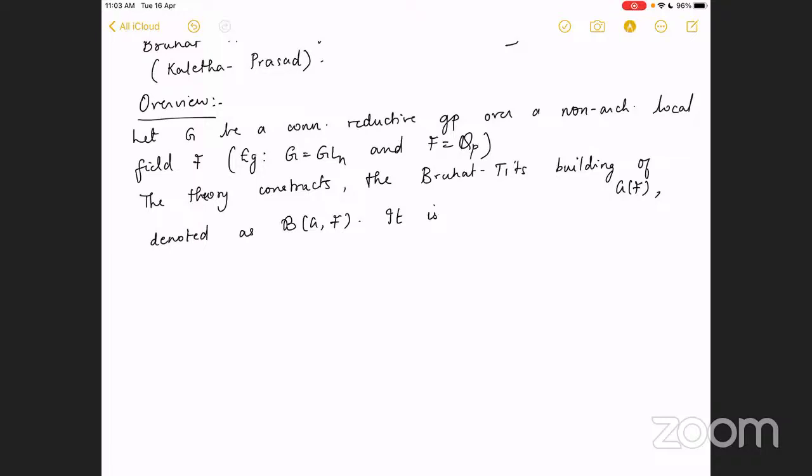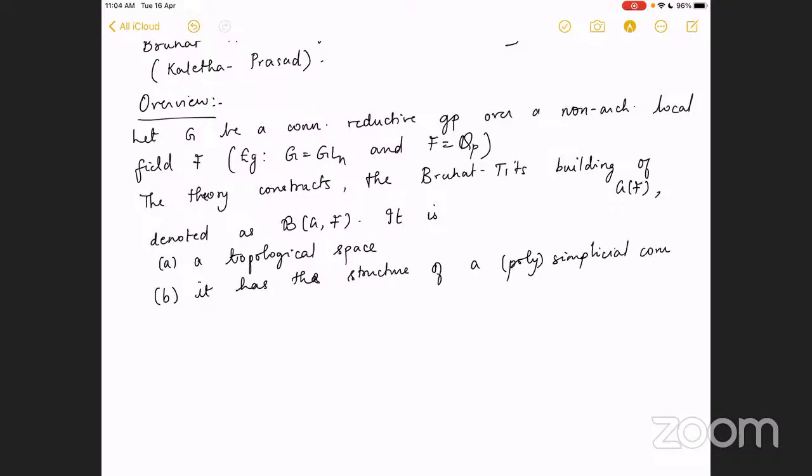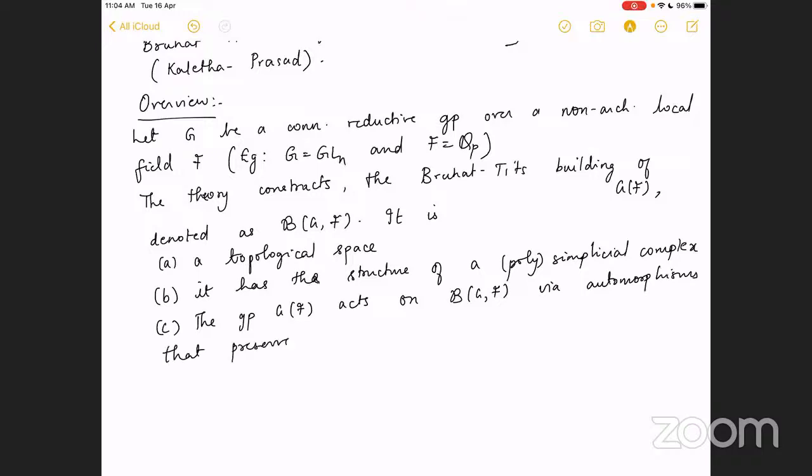It is, one, a topological space. It is in fact a metric space, it comes equipped with a metric. It has the structure of a polysimplicial complex. I will not say what poly is anyway. The group G(F) acts on the building B(G,F) via automorphisms that preserve the simplicial structure.